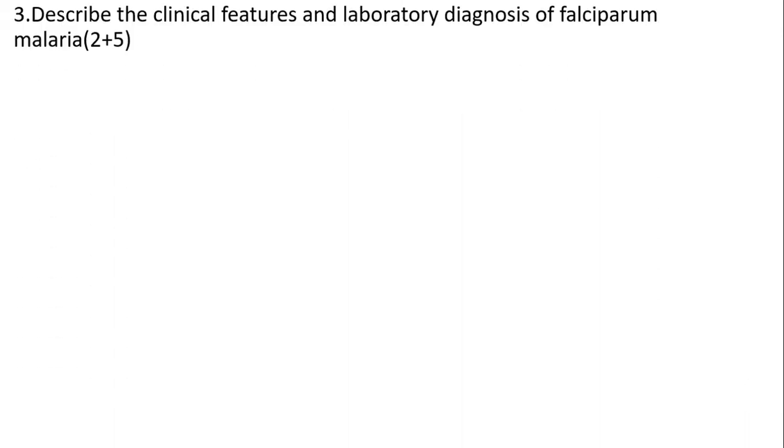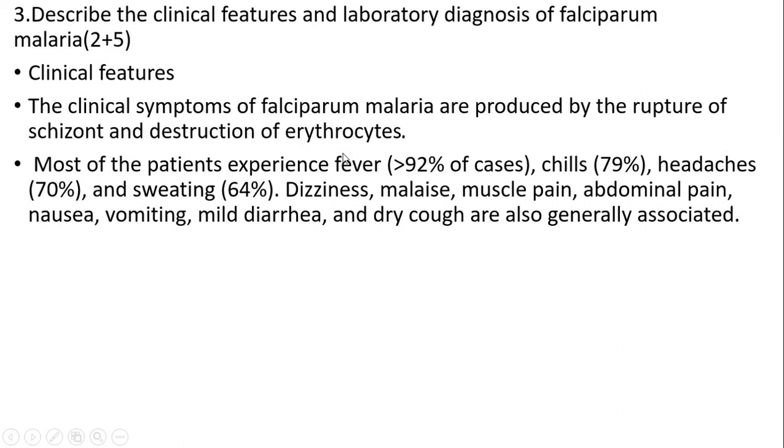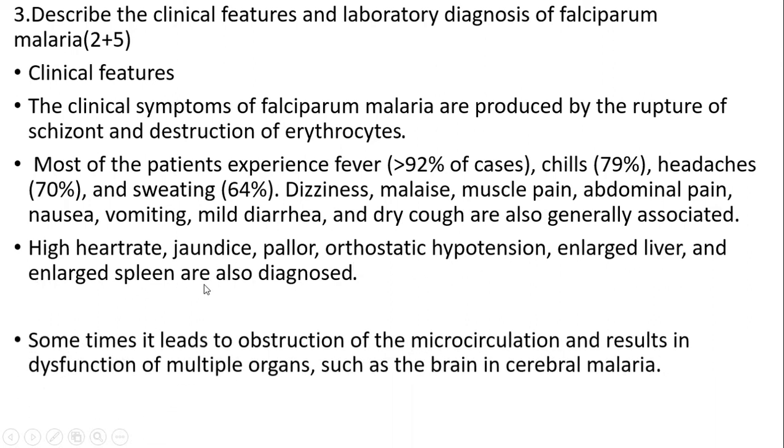Describe the clinical features and laboratory diagnosis of falciparum malaria. The clinical features: falciparum malaria is produced by the rupture of schizonts and destruction of erythrocytes. Most patients experience fever, chills, headache, sweating, dizziness, malaise, muscle pain, abdominal pain, nausea, vomiting; mild diarrhea and dry cough are also generally associated. High heart rate, jaundice, pallor, orthostatic hypotension, enlarged liver and enlarged spleen are all diagnosed.